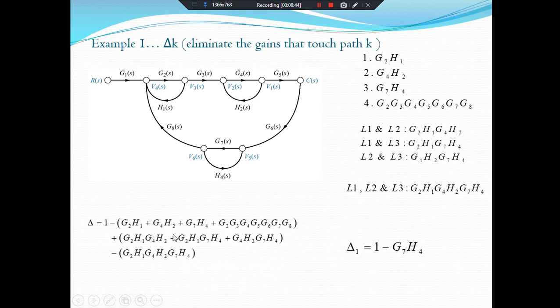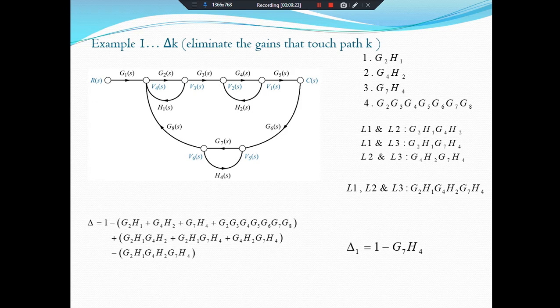And what is delta k? Delta k is, as I told you earlier, 1 minus the loop gain that is not touching the forward path. So this is the only loop that is not touching the forward path, that is G7 H4. So delta k, meaning delta 1, equals 1 minus G7 H4. As there is only one forward path, only delta 1 will come. If there are two forward paths, then delta 2 comes, and delta 3 for the third forward path, and so on.